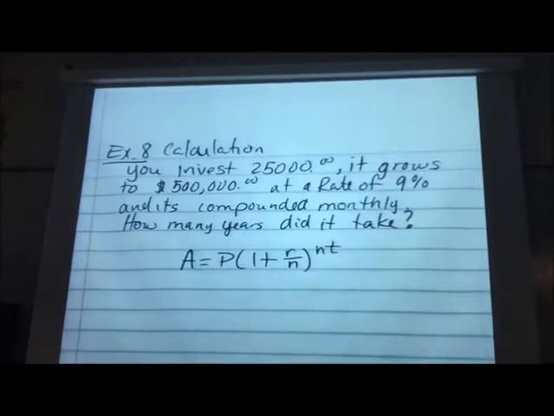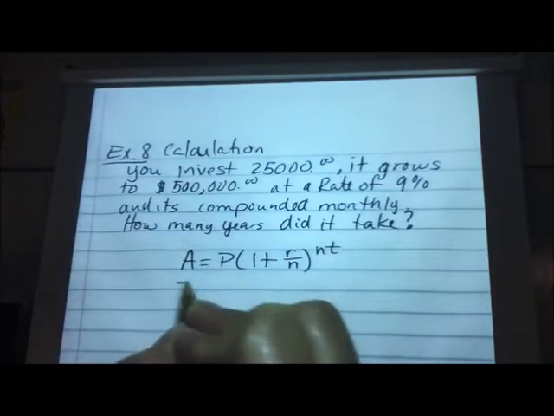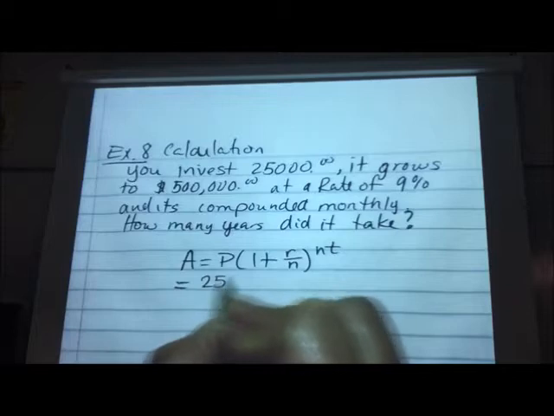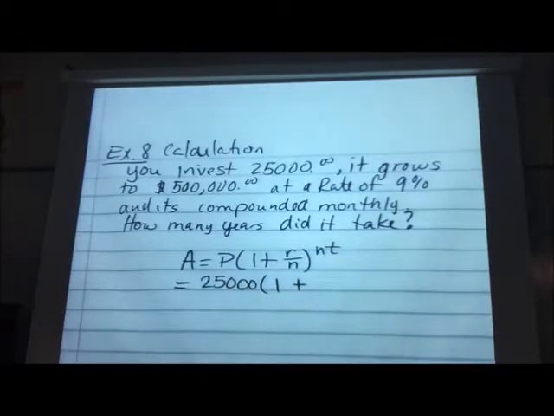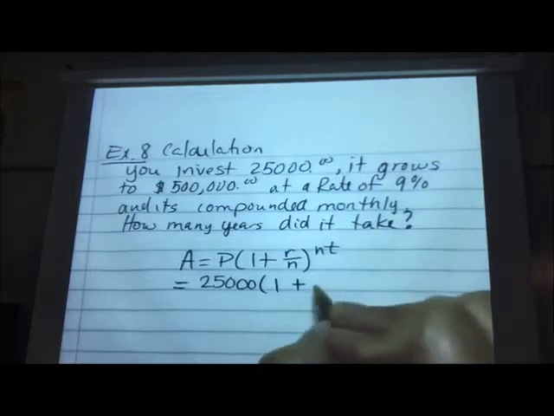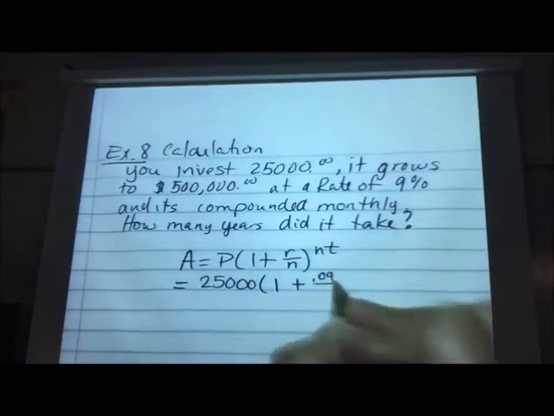So let's plug in the information that we have. We know P is 25,000. Our rate is 0.09. What is our n?